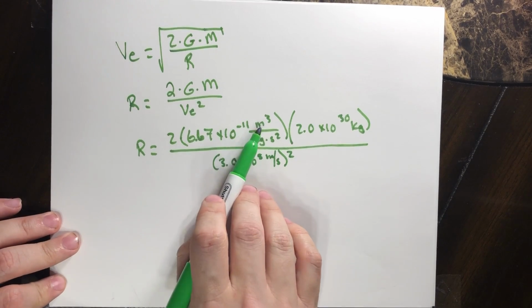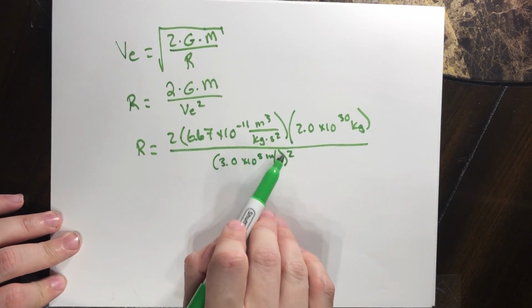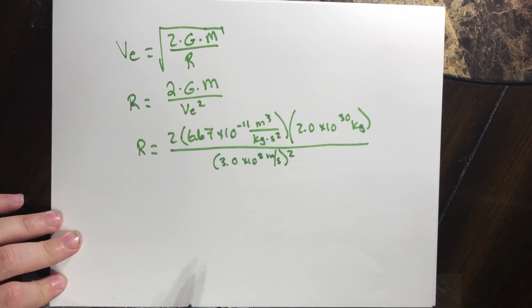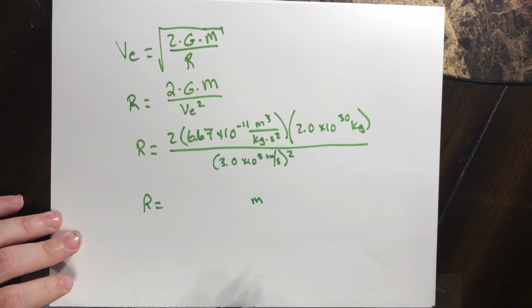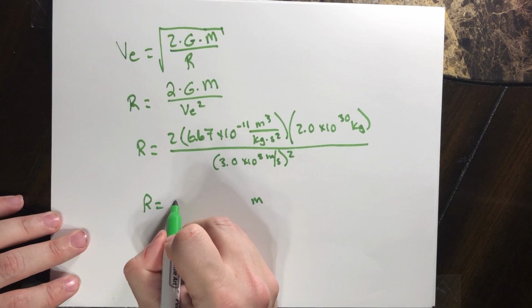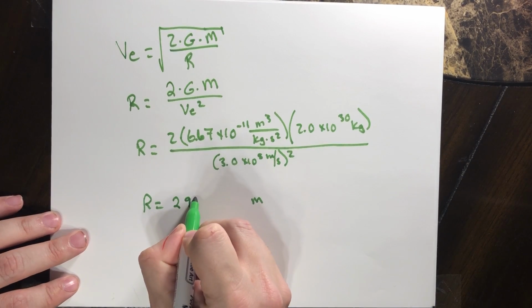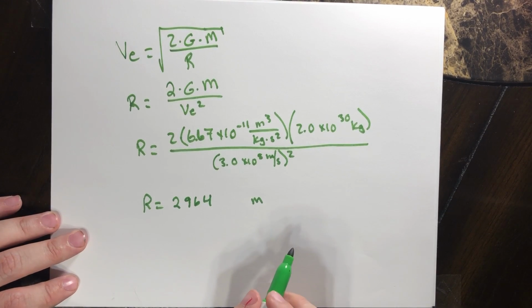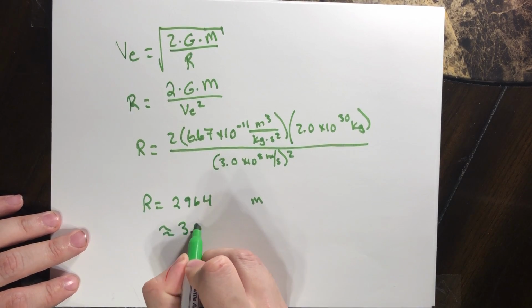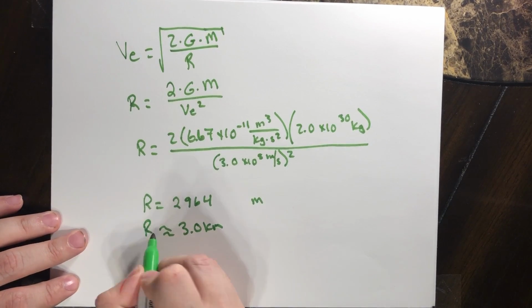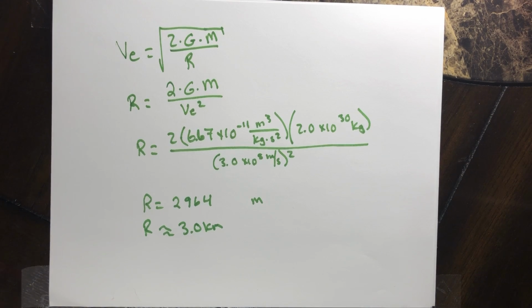So we're going to be left with, well, 2 of the meters go away, 2 of the seconds go away, kilograms cancel out, we're just going to be left with meters, which is what we want for a radius. And again, we plug all that in, and it's about 2,964 meters, which we can round off to about 3.0 kilometers. So if we compare that to what we had for the sun, which was 7 times 10 to the 8th meters, it is much, much, much smaller. Same mass as our sun, very, very small space.